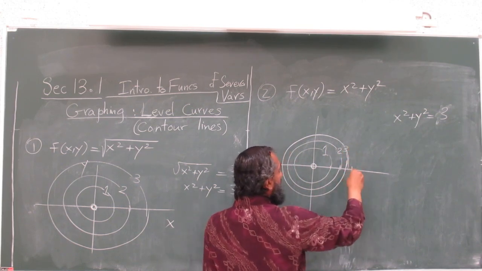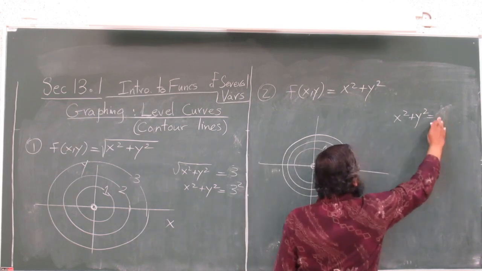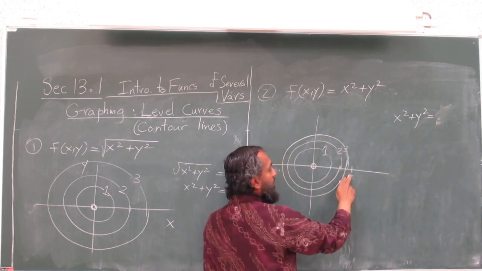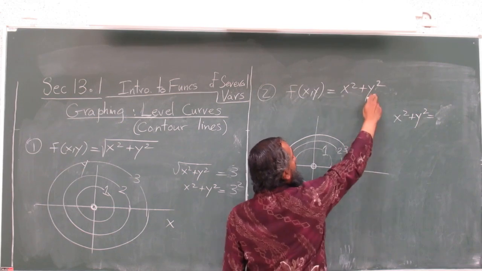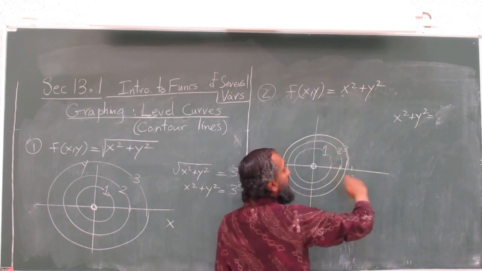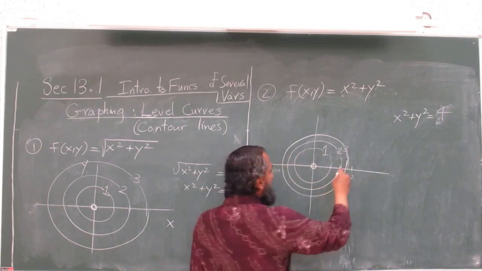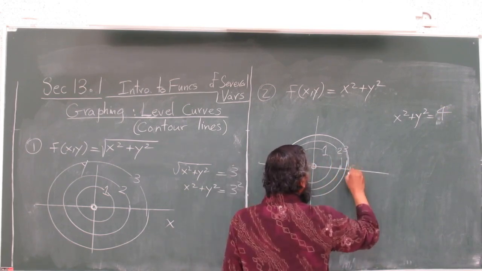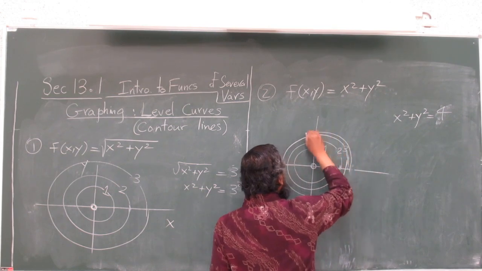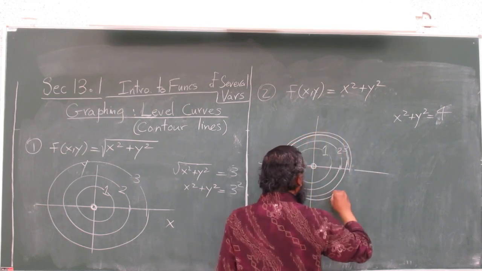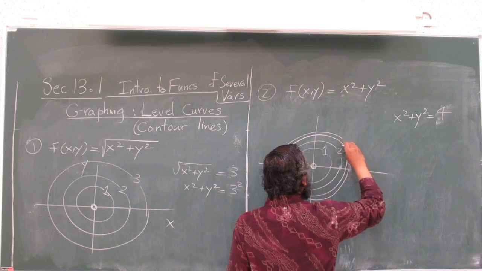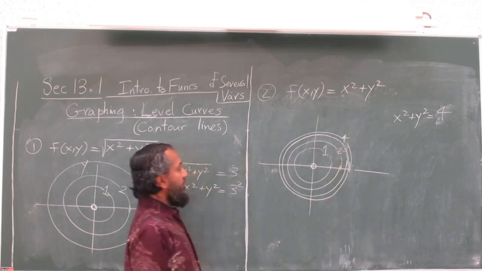And at 2, which level curve passes through 2? 2, 0. If I plug 2, 0 here, I get f of x, y equals 4. So x squared plus y squared equals 4 is the circle of radius 2. Let's say 2 is here. Right? And you see the difference here.